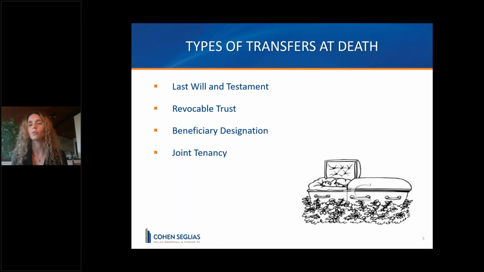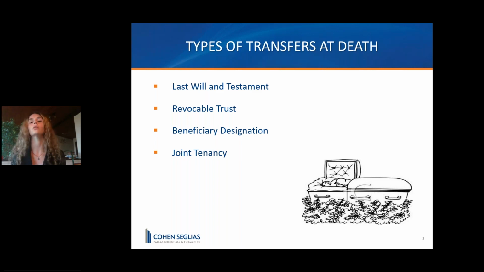So we're going to talk about the different ways that assets transfer when you pass away. You have a last will and testament, or maybe you have a revocable trust. Of course, for your retirement benefits and life insurance, you should have a beneficiary designation. But you can have beneficiary designations on other assets, or if you have a revocable trust, there might even be a beneficiary designation to the revocable trust. But there's also joint tenancy. Owning real estate in certain ways can transfer just like a beneficiary designation.